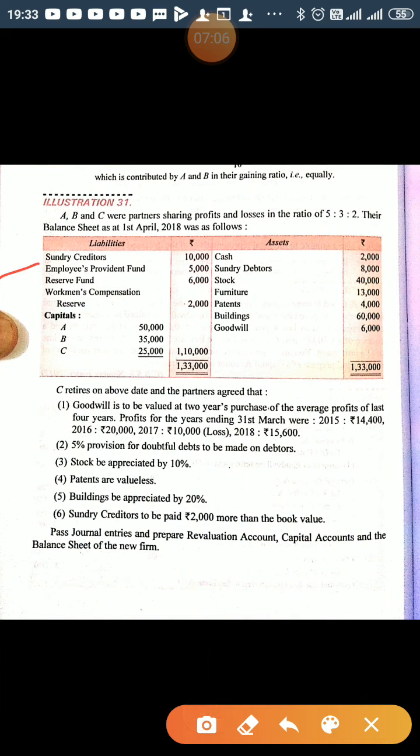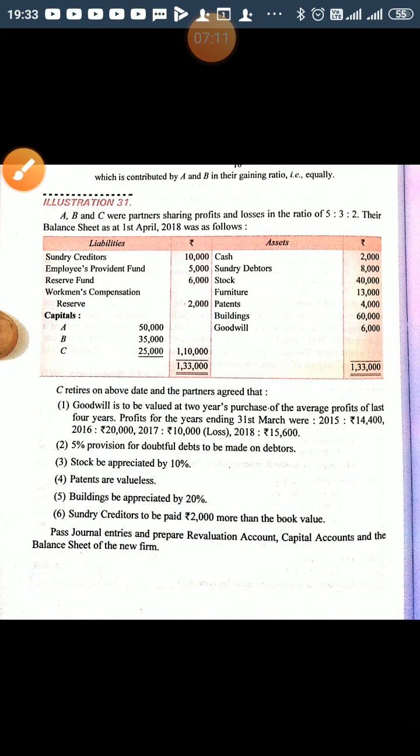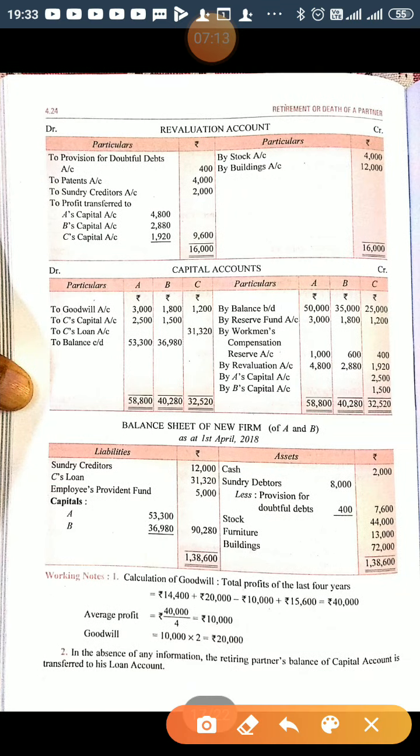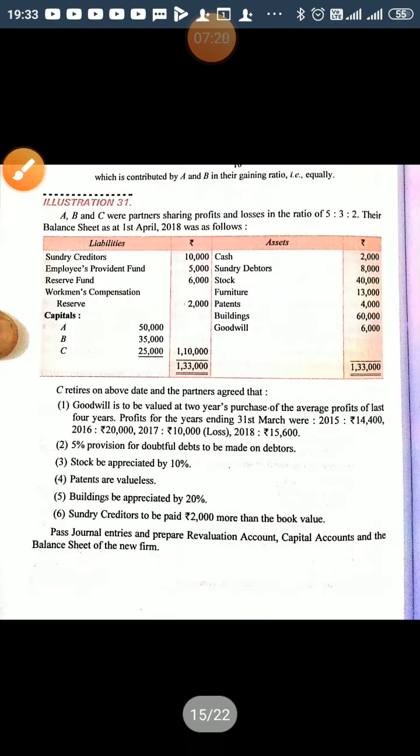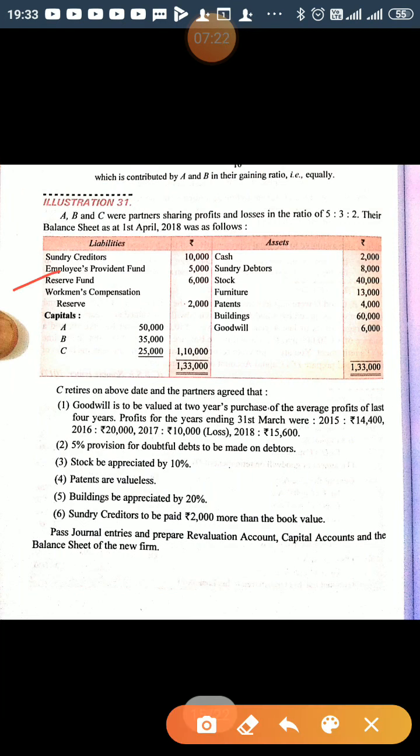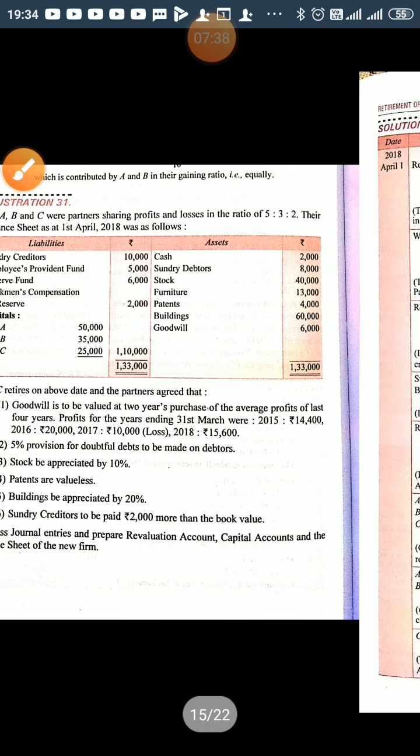Now, the next item given on the liability side is employees provident fund. There is no adjustment related to employees provident fund, so it should be shown in the balance sheet as it is, that is employees provident fund 5,000. Now, the next item in the balance sheet is reserve fund. This reserve fund is 6,000, and as per the rule, reserves should be written off among all the partners in their old ratio.